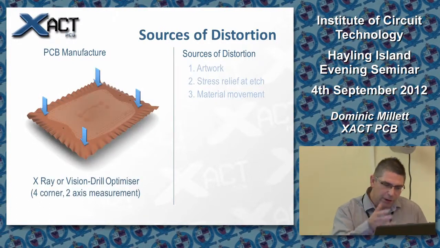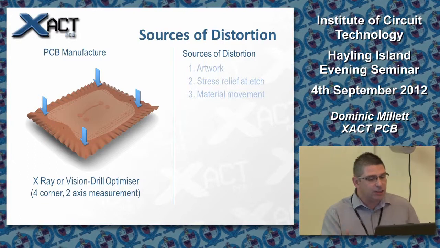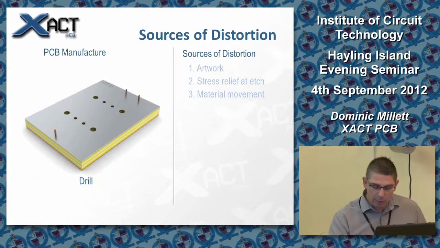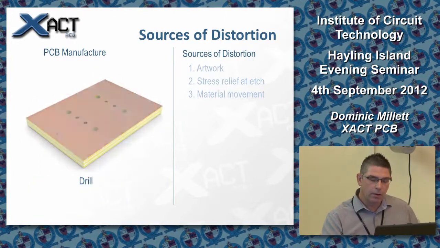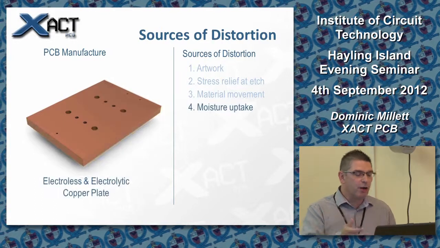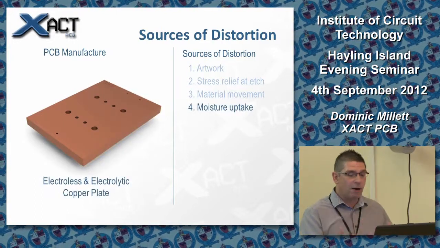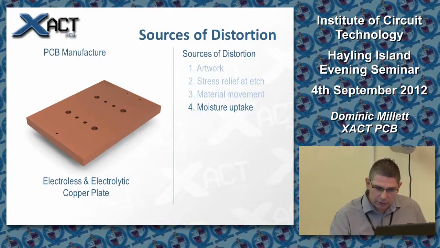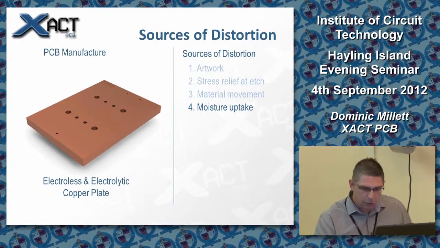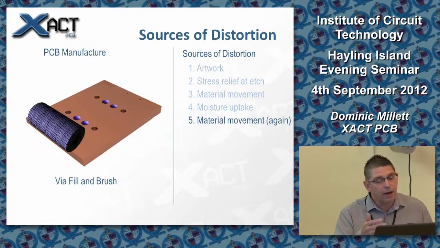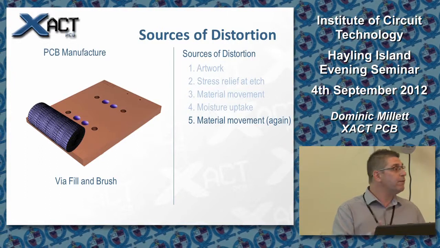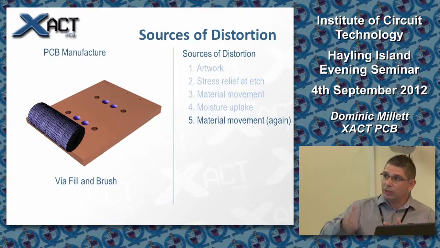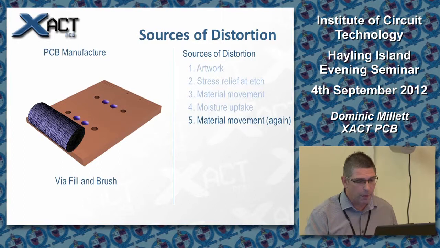You then continue manufacture with an X-ray or a vision system optimizer system to apply tooling holes and measure the panels. You then have the drill operation. Subsequent to the drill operation, you have chemical processes. You apply copper in the barrel of the holes. During that process, you have moisture being absorbed in the barrel of those drilled holes. Again, sources of distortion. You may have mechanical processes. You may have a via fill process filling those holes, and then the panels get brushed again. So you have mechanical processes moving the panels again. And so it goes on.